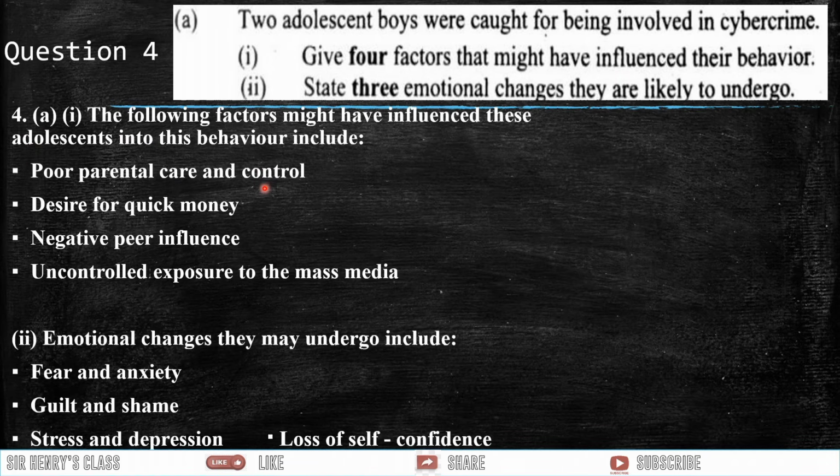So 1, poor parental care and control. If the care and control from parents is not adequate, it leads them astray and they end up engaging in such acts. Desire for quick money, negative peer influence, and uncontrolled exposure to social media.